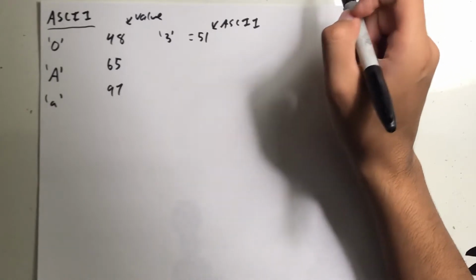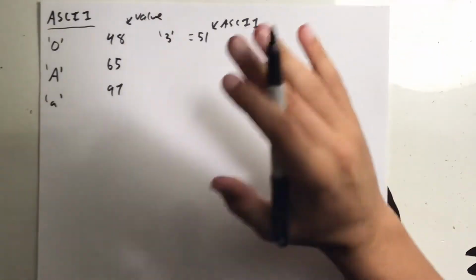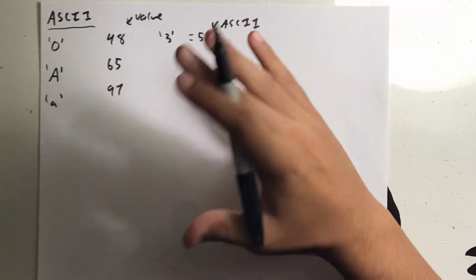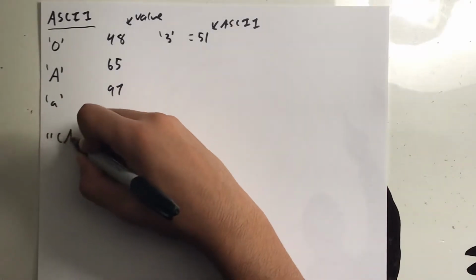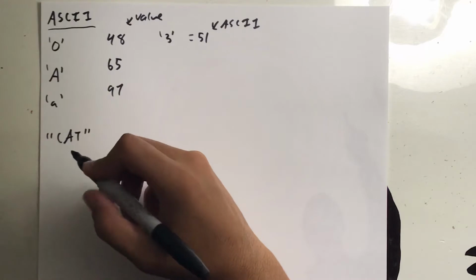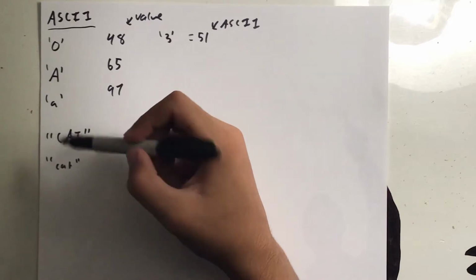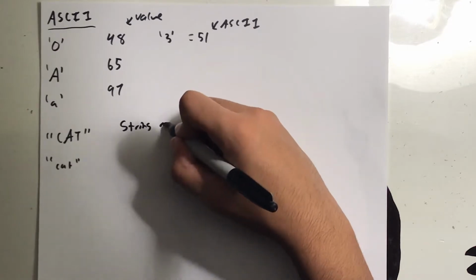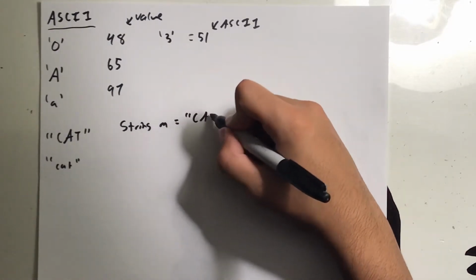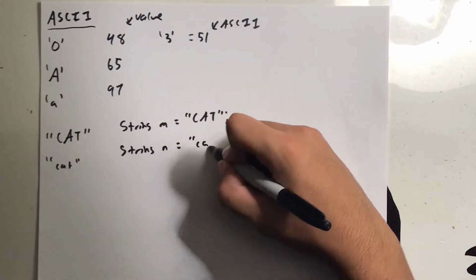Now, when it comes to the compareTo method, it lets you know if the letter precedes the other letter or not. So for example, let's say we had string m equals "Cat" and string n equals "cat".